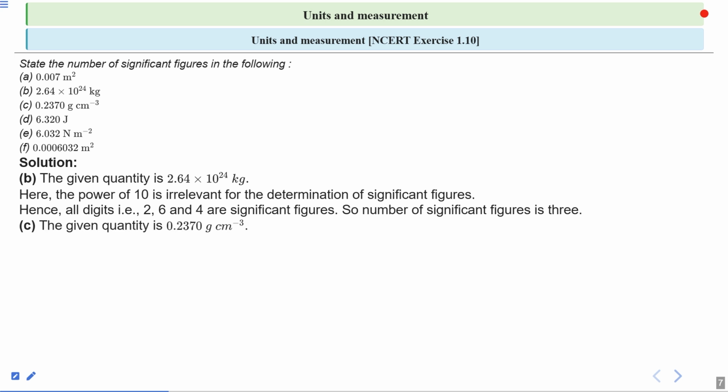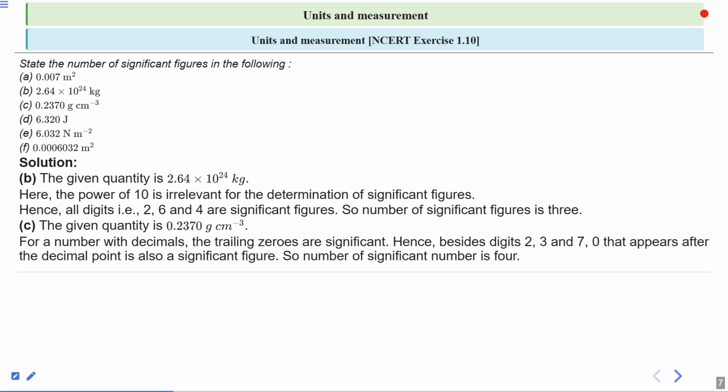Okay, what about C? The given quantity is 0.2370 gram per centimeter cube. For a number with decimals, the trailing zeros are significant. That means the zeros after 7 are actually significant. Hence, besides digits 2, 3 and 7, the 0 that appears after it is also a significant figure. So the number of significant figures is 4 here. So this 0 is actually significant.